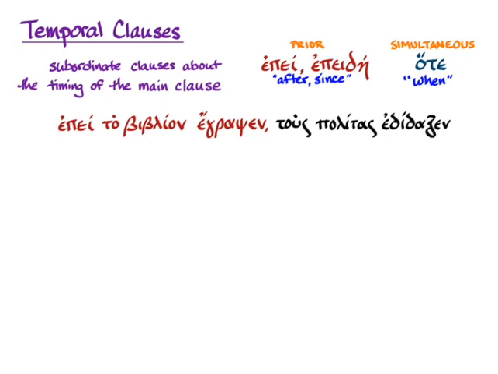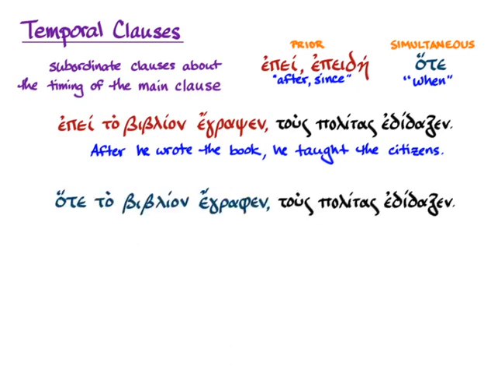We've been doing this for a while. I don't know if you remember, but we've had epei for quite a while. And we've had sentences like epei to biblion egrapsen, tous politas edidaxen. After he wrote the book, he taught the citizens. Pretty simple. Right there we've got all indicative, and there was no big deal. You simply translated the after, the epei, and the tenses of the indicative as you saw them.